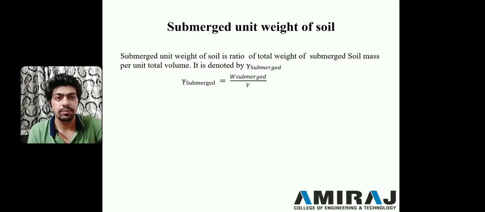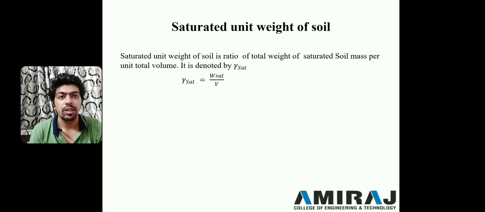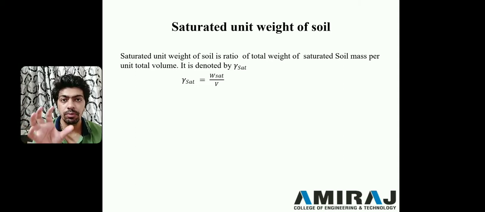Next term, that is saturated unit weight. Saturated unit weight is the total weight of saturated soil mass. What do you mean by saturated soil mass? If that soil contains the maximum water it can absorb, that is its saturated soil mass, divided by the total volume. Total volume is V. Here we are finding its capacity to absorb water, that is, the weight of saturated soil mass upon total volume, that is volume of voids plus volume of solids.